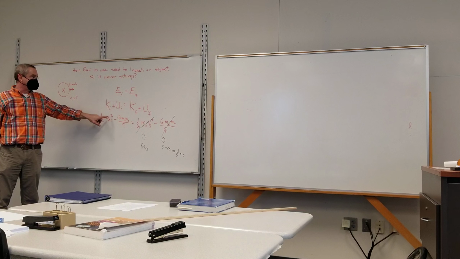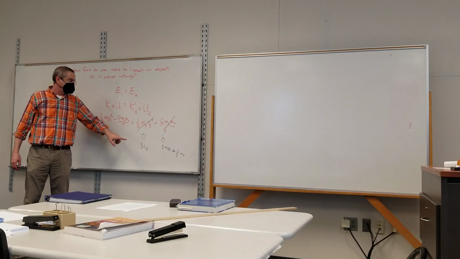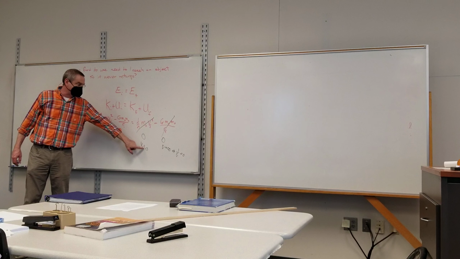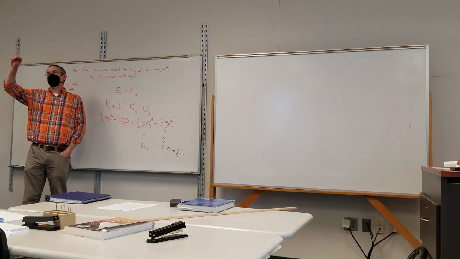That's VI squared there, VF squared there. Oh, here? Yeah. Those are squiggles to indicate approximately. Oh, okay.